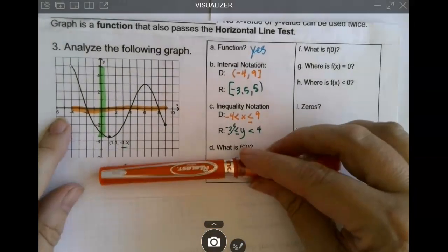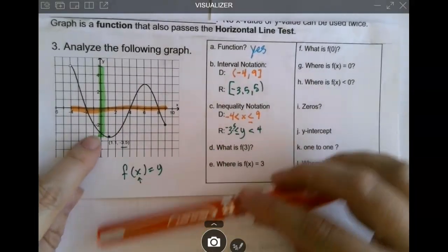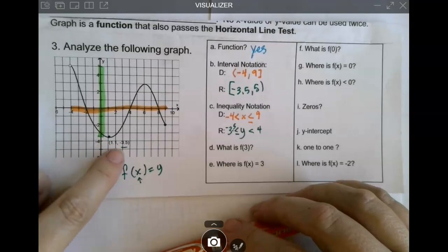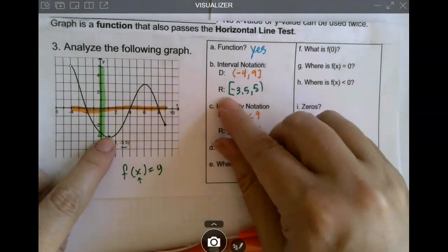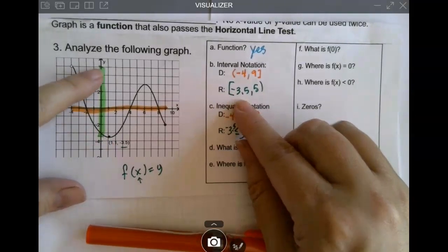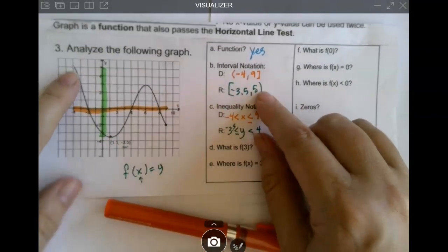For the range, I start at the bottom, come up. Nothing happens till I get here. And I know that's exactly -3.5 because it tells me right here, and it's a closed circle. So I've got the square bracket, -3.5. Then it goes all the way up till I get to here, which is at 5. Open circle, so it's curved.